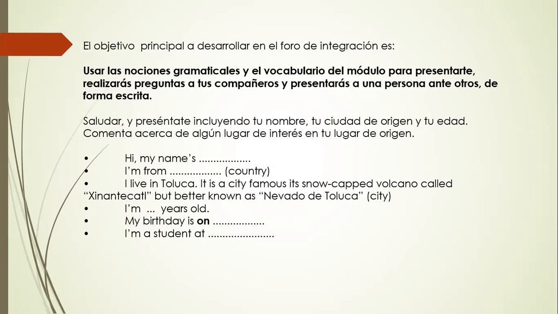For example, hi, my name is Yvonne. I am from Toluca. I live in Toluca. Toluca, it's a city famous for its snow-capped volcano called Chinantecal, but it's better known as Nevado de Toluca. I am 35 years old. My birthday is on November the 21st, and I am a student at high school SEP. That's it.